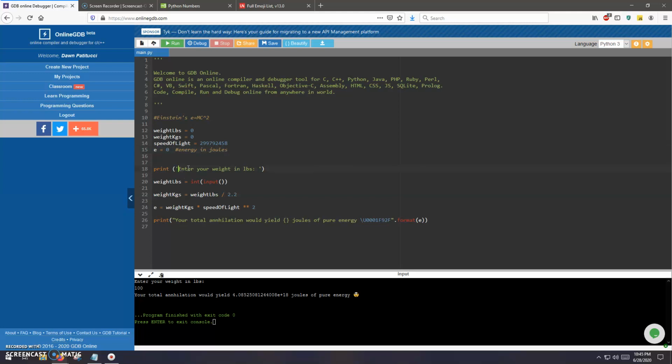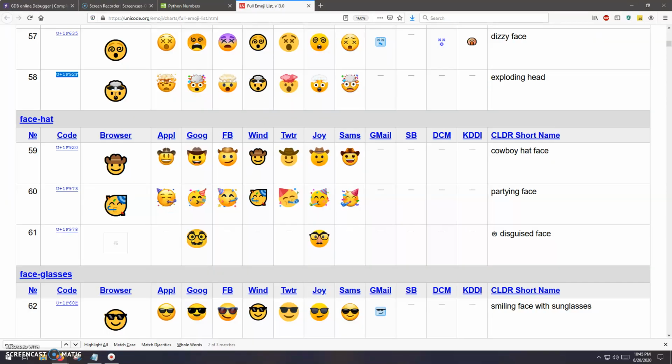So telling the user, enter your weight in pounds. I already ran through this. Let's pretend a 100-pound person is using our program. And so we tell that person your total annihilation would yield this number of joules of pure energy. I also did the exploding head emoji, which is, there it is, that one.